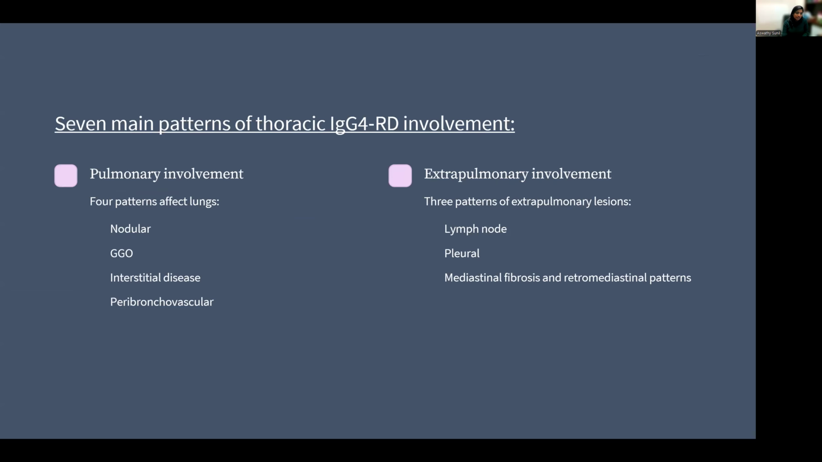Mainly 7 patterns are identified. In pulmonary disease, 4 patterns: nodular, ground glass opacities, interstitial disease, and peribronchovascular disease. In extrapulmonary disease, mainly 3 patterns: lymph node, pleural, and mediastinal fibrosis or retromediastinal patterns.